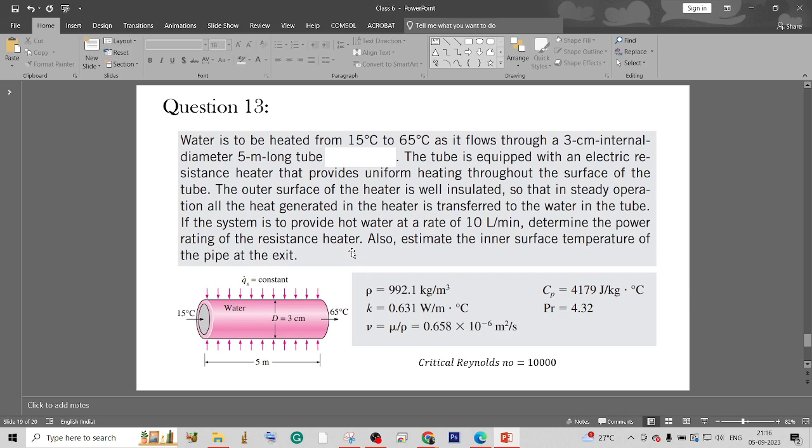You understood what we need to do, right? Also estimate the inner surface temperature of the pipe at the exit. Ma'am, can you simplify a bit?